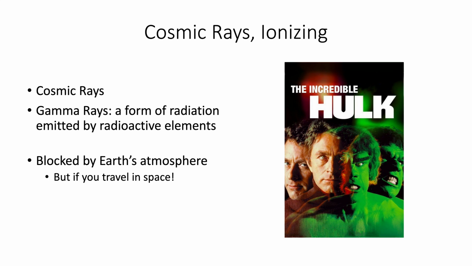So cosmic rays are also gamma rays, and they're a form of radiation emitted by radioactive elements and also from the sun. Most of this doesn't get to the Earth's atmosphere, as we know, right, in The Incredible Hulk. It's gamma rays that turn him into the Incredible Hulk. Most of these don't get to us because they're blocked by the Earth's atmosphere. But if you were to travel in space, you'd have to have protection from that type of stuff. And it's high energy. It's ionizing.